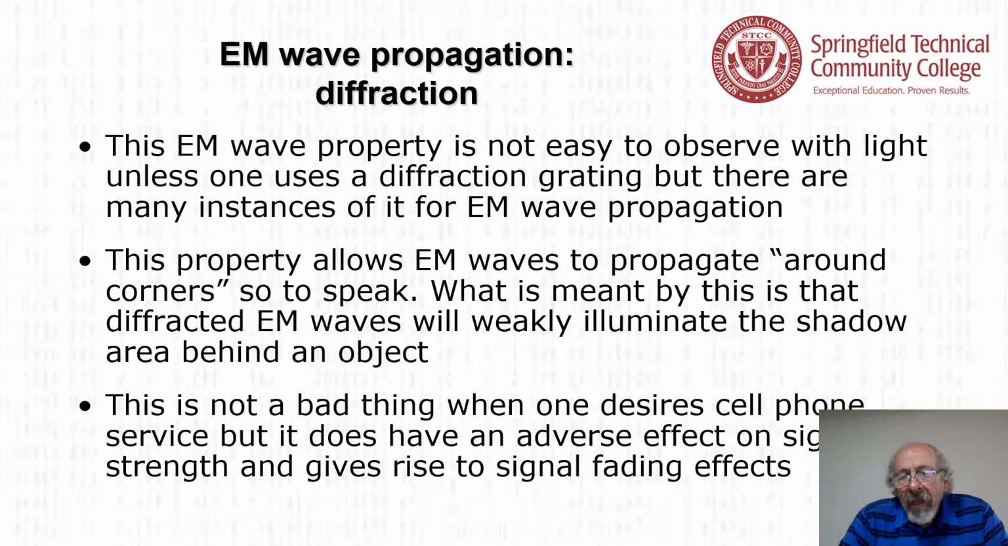Electromagnetic wave propagation: diffraction. This electromagnetic wave property is not easy to observe with light unless one uses a diffraction grating, but there are many instances of it for electromagnetic wave propagation. This property allows electromagnetic waves to propagate around corners, so to speak. What is meant by this is that diffracted electromagnetic waves will weakly illuminate the shadow area behind an object.